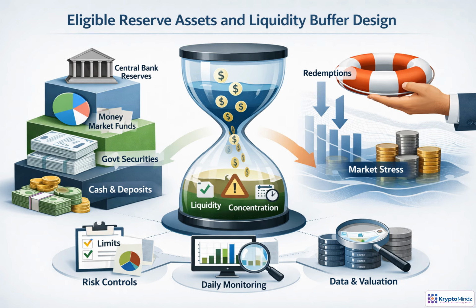Reserve design is also about resilience. The issuer must decide which assets qualify, how quickly they can become cash, and what limits prevent hidden fragility. Cash and central bank balances provide the strongest buffer. Short-term securities or money market funds may add yield, but they need haircuts, maturity limits, and concentration controls. The system should value reserves daily, classify liquidity tiers, monitor data sources, and alert teams before redemptions or stress create a shortfall.